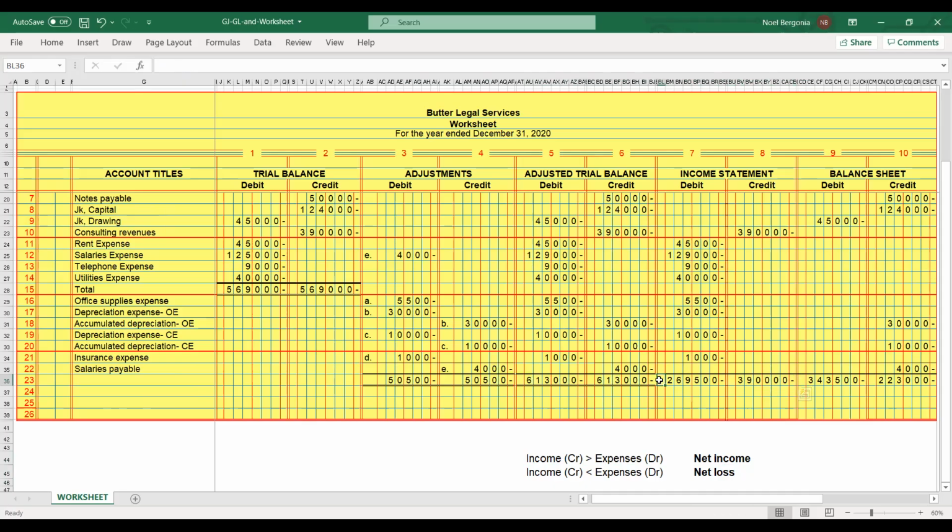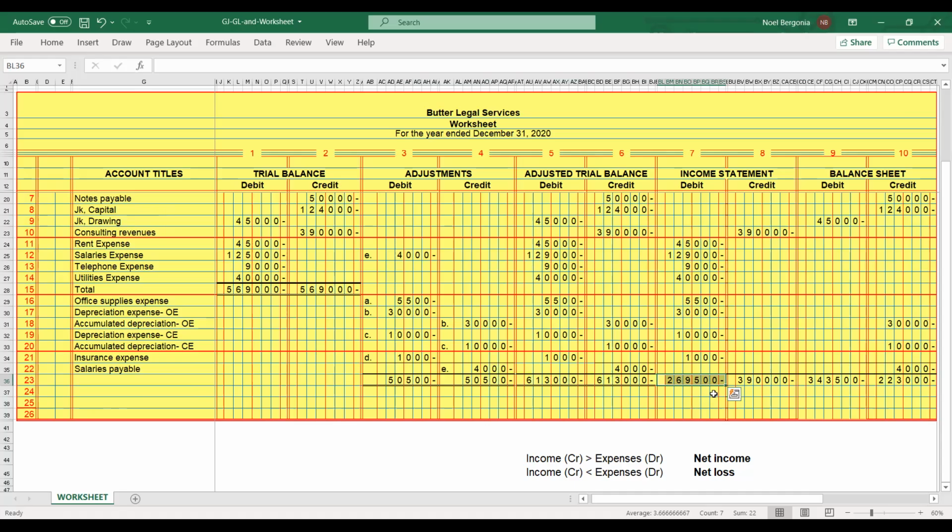I-less nyo ngayon 269,500. Magkano yung lalabas? Okay, you are correct. Ang lalabas dyan is 120,500. Okay, 120,500. So ano po yung gagawin natin? Okay, if such the case.